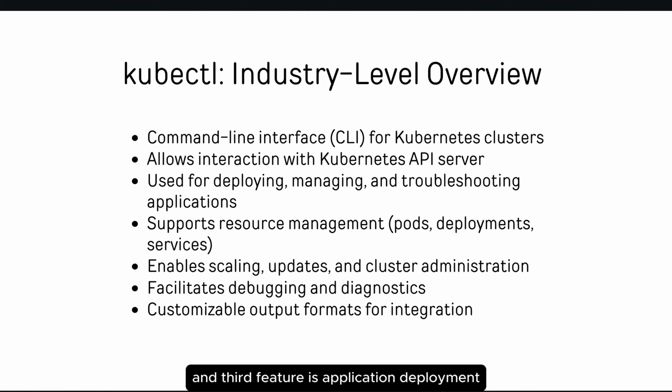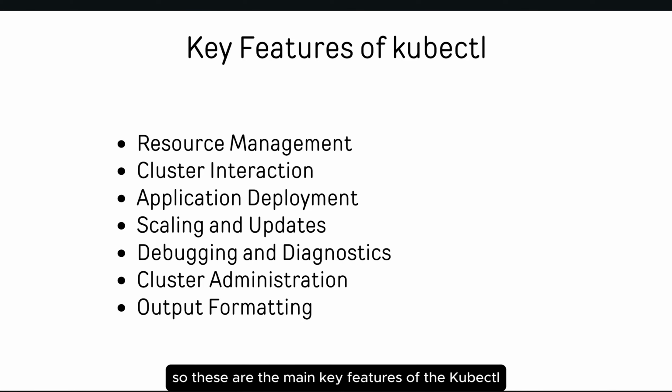The third feature is application deployment. It applies configuration files. Usually we use Kubernetes YAML files to deploy applications and define their desired state. So we can use kubectl to deploy applications. Then scaling and updates: easily scale up the application and perform rolling updates to ensure zero downtime deployments. Then debugging and diagnostics, such as streaming logs. It enables scaling, updates, cluster administration, debugging, diagnostics, and everything. These are the main key features of kubectl.